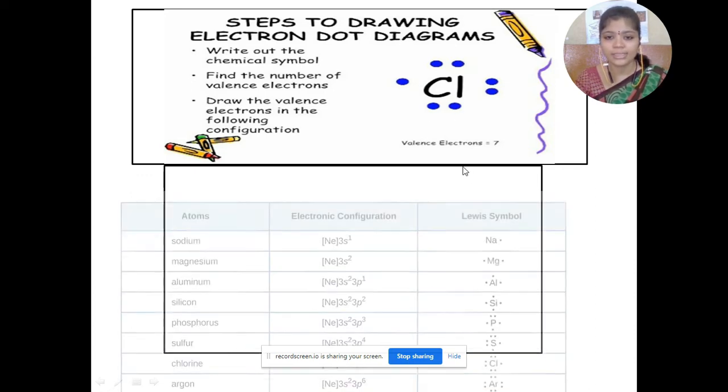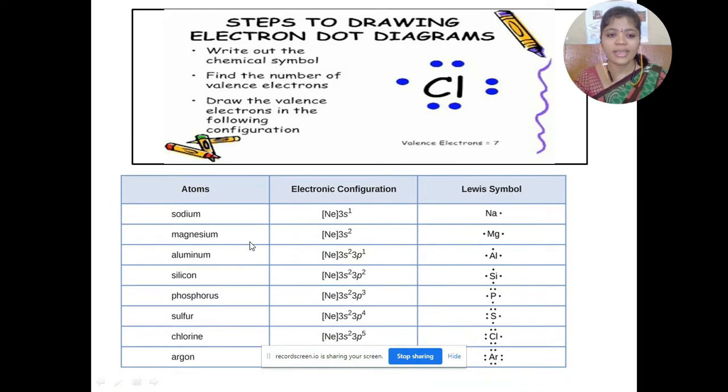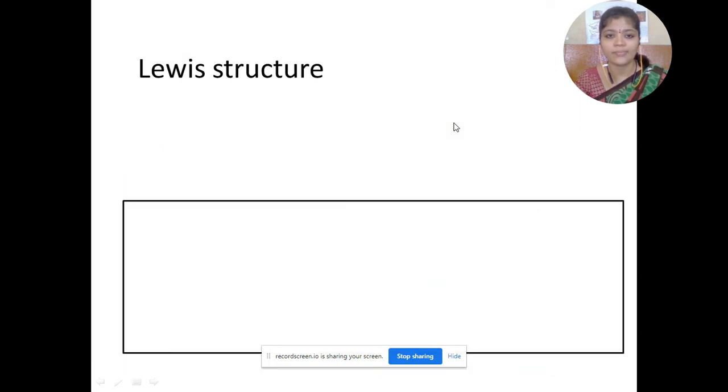And next, these are various elements with their Lewis symbols. We already know that sodium has only one valence electron, so here there is one dot. Magnesium contains two valence electrons, so here there are two dots. So for different elements, this is the dot structure. We represent the number of valence electrons in Lewis dot symbols.